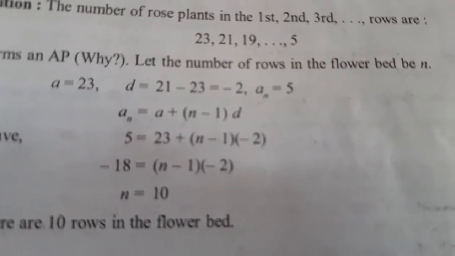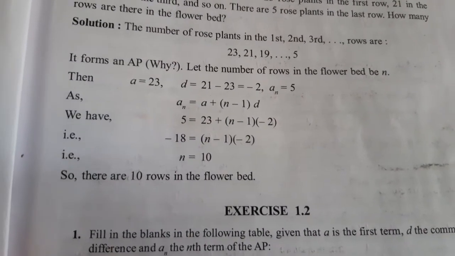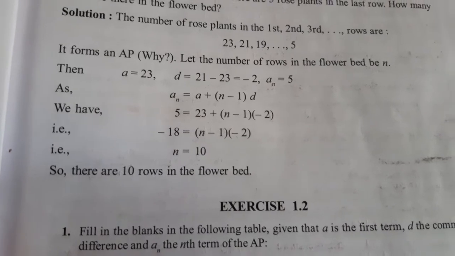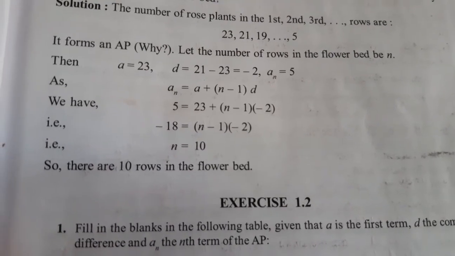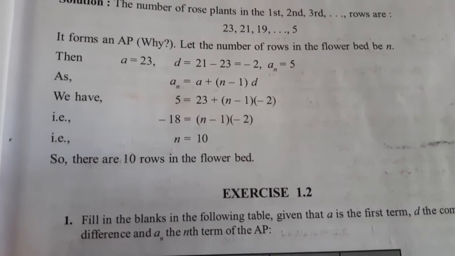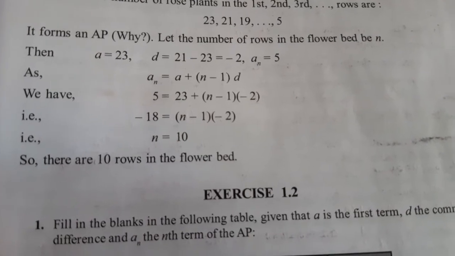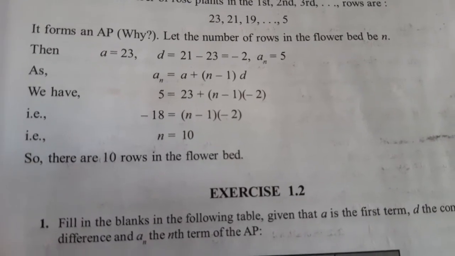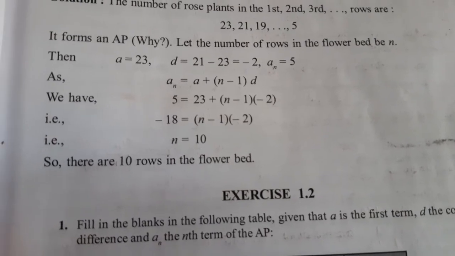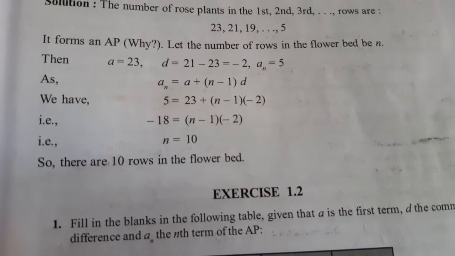D value is how much? -2. AN value is how much? 5. What is the formula? AN is equal to A plus (n minus 1) into D. AN value is 5. A value is 23 plus (n minus 1), we should write as it is. In place of D we have to take -2. Simplify that, we will get the answer, that is n is equal to 10. So there are 10 rose plants in the flower bed.